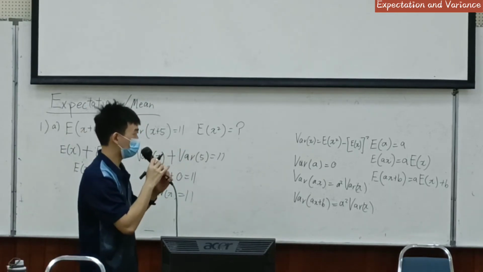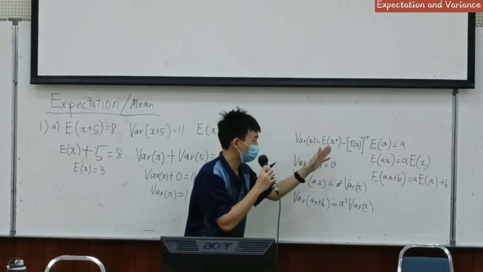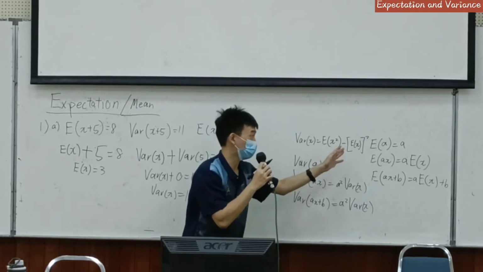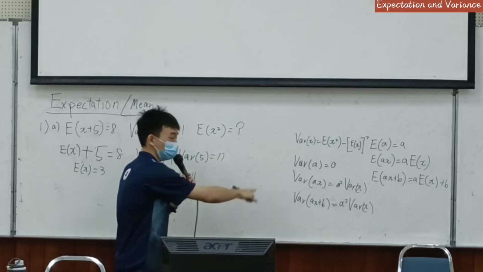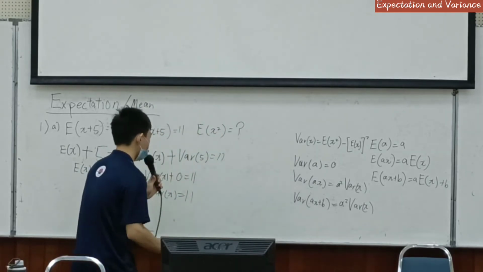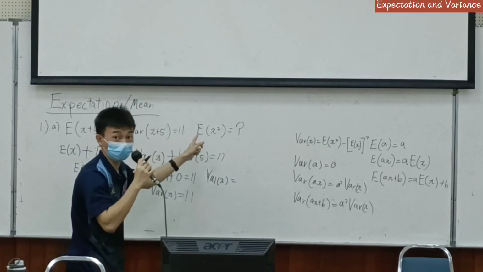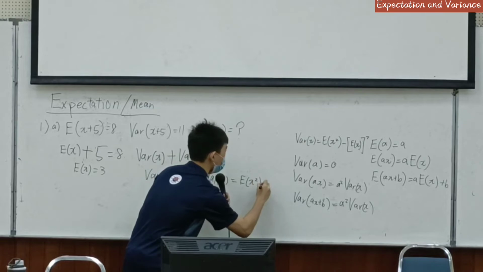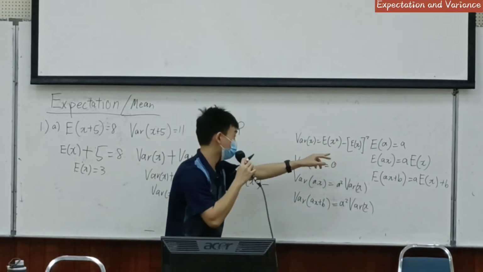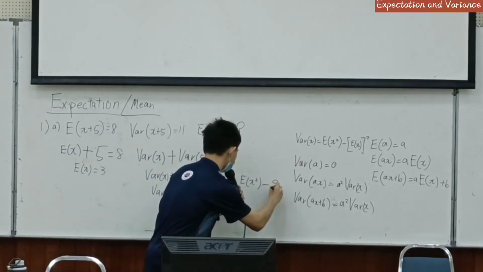We need to know the properties of the variance. The variance is actually the expectation of x squared minus the bracket expectation of x squared. So we are going to substitute this value into this formula. So the variance of x equals E(x squared), which we are going to find, minus the bracket E(x). E(x) is 3, so 3 squared equals 9.